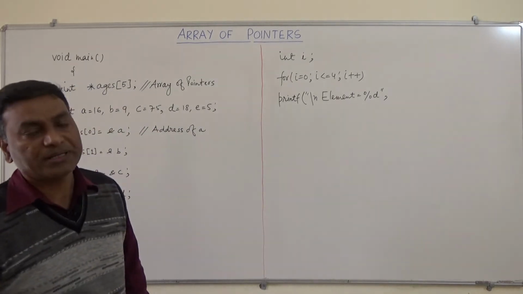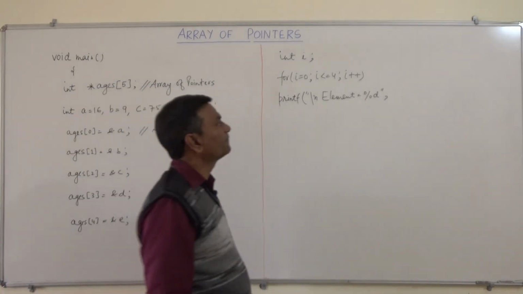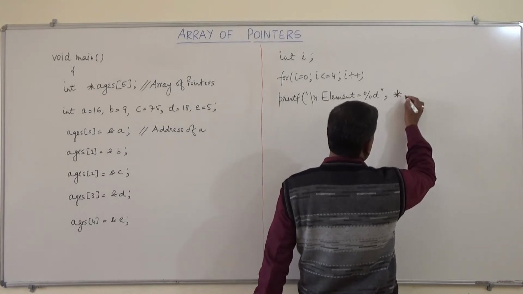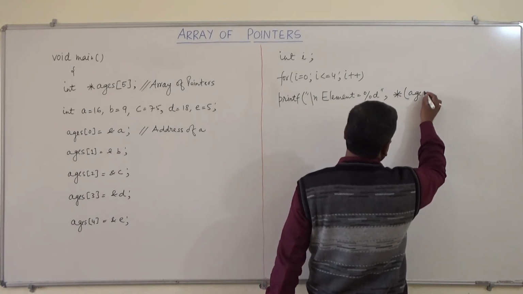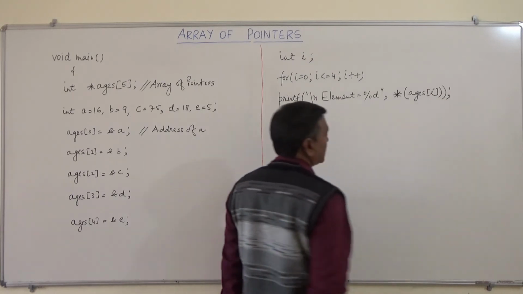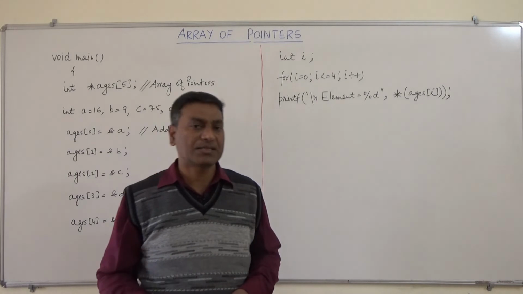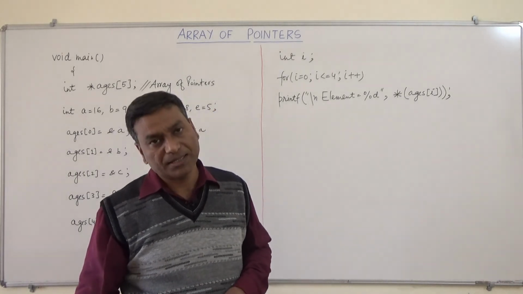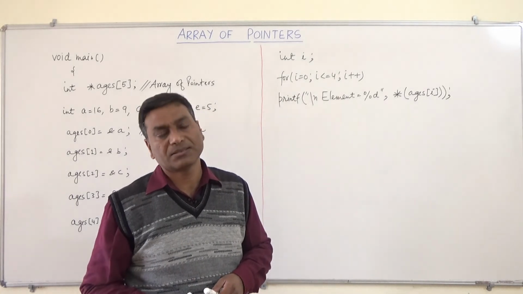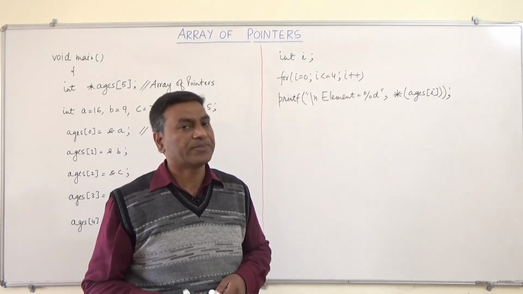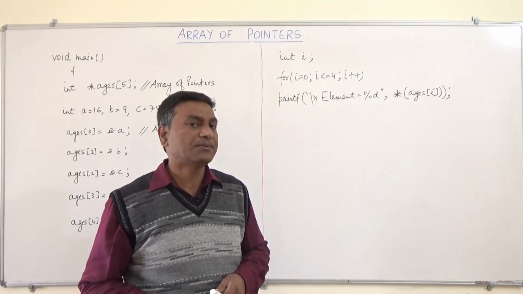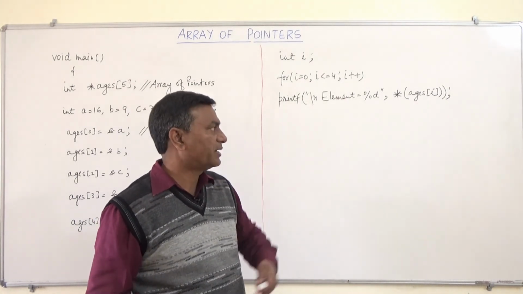Element, we want to print the value of each element, and here we will use the value at address operator. That's why we are using here asterisk, then ages i. So in the starting the value of i will be 0, and then 1, then 2, then 3, and then 4. So there will be 5 values. 5 values would be printed.